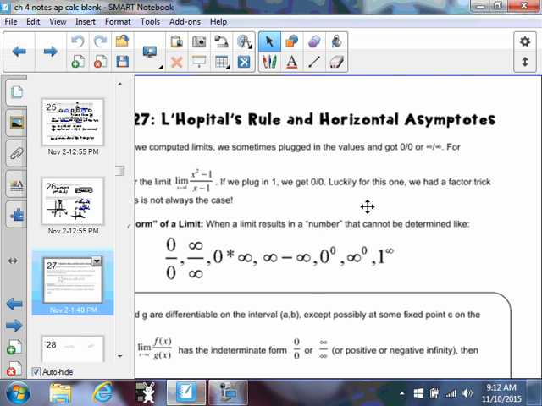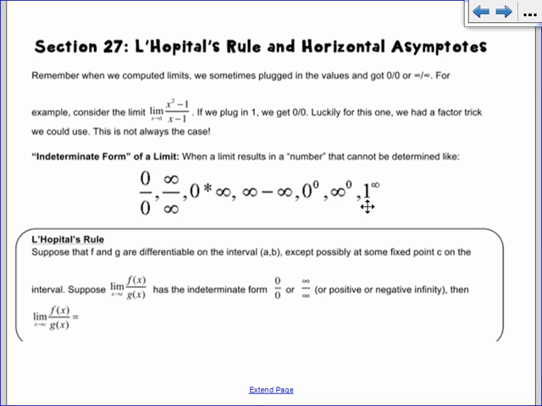All right, so section 27 is on something called L'Hopital's rule and horizontal asymptotes. In the next section, section 28, we're going to be putting everything that we know about graphing together. We're going to find asymptotes, maxes and mins, and where it's concave up or concave down. We're going to have graphs of anything. It could be polynomials or rational functions; we can graph basically anything using calculus. But in order to do that, we need to first talk about horizontal asymptotes.